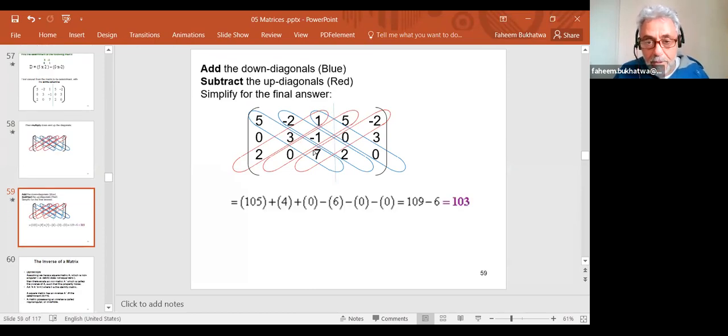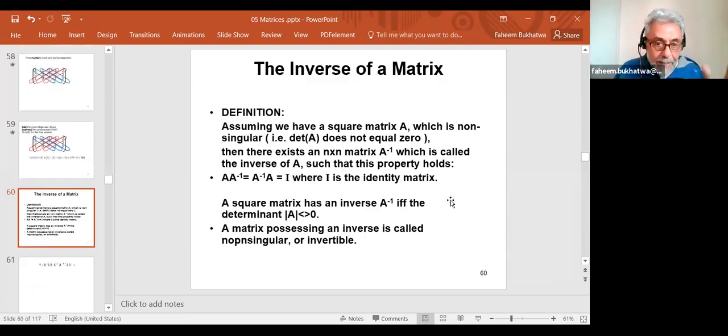So this value here is 5 times 3 times 7. 5 times 3 is what? 15 times 7 is 105. Minus 2 times minus 1 is plus 2 times 2 is 4. And 1 times 0 times 0 is 0. And the other numbers in red going upward this way, they're in minus. So 2 times 3 is 6, times 1 is 6 in minus. And 0 times 1 times 5 is 0 in minus. And 7 times 0 times minus 2 is 0. So you add all these numbers, 109 minus 6, that's 103, the determinant for this matrix. So that's probably a good way of doing it.